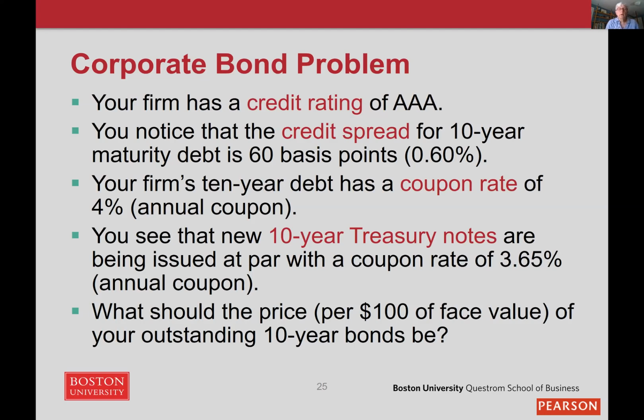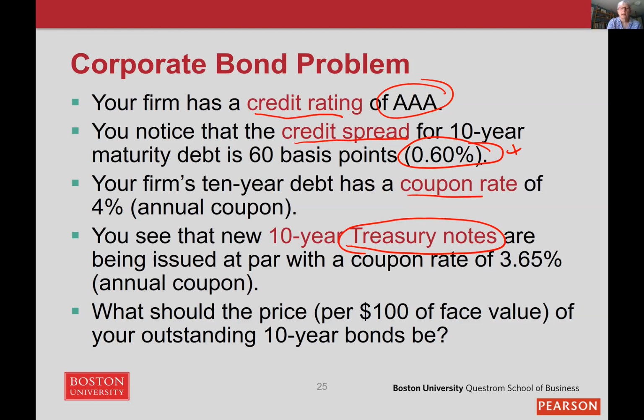So we're going to pretend that our firm, this company we're looking at, has a credit rating of AAA. And these AAA bonds are going to trade for 0.6 higher than the risk-free rate. So we're going to need to find the treasury rate. So again, we use treasuries to get our risk-free rate. We're going to need to find the treasury rate for 10 years and add 0.6 to it.